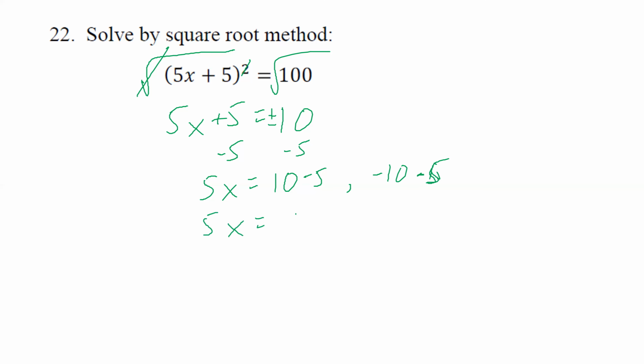So we have 5x equals either of those. Then we have the 5 to get rid of, so we divide it off of both of those. Our two answers are 1 or -3.